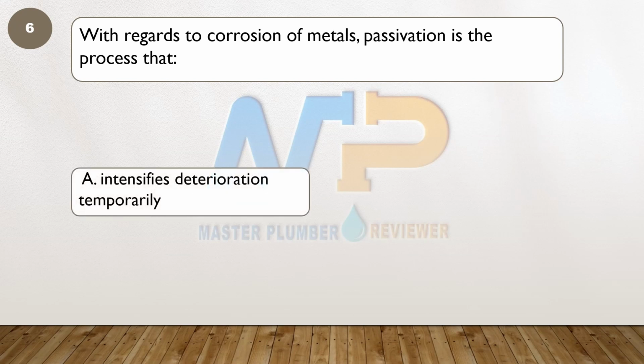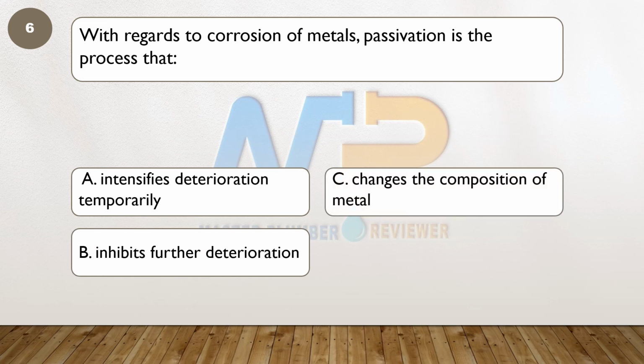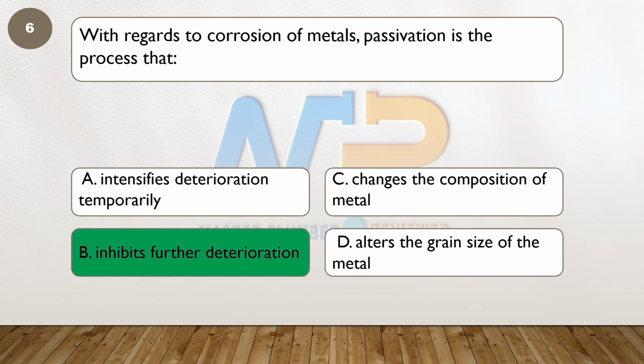Number 6. With regards to corrosion of metals, passivation is the process that A. Intensifies deterioration temporarily, B. Inhibits further deterioration, C. Changes the composition of metal, D. Alters the grain size of the metal. The answer: it's B. Inhibits further deterioration.